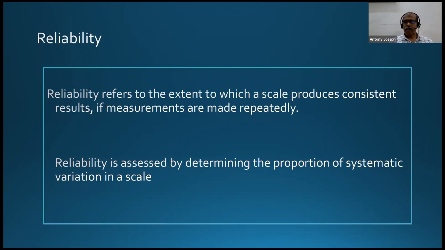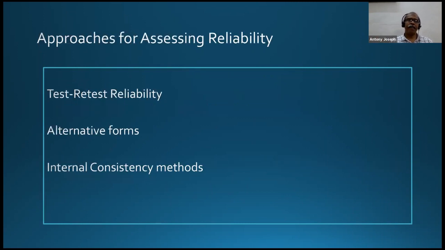Okay. Then what are the different approaches for assessing reliability? Basically, there are three different approaches for assessing reliability. These are actually theoretical. For a practical researcher, these are not essential. One is retest reliability. Another one is alternative forms, and the third is internal consistency methods. These are the three different approaches for assessing the reliability. All these three need not be done.